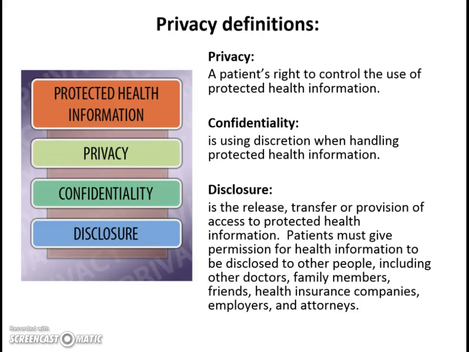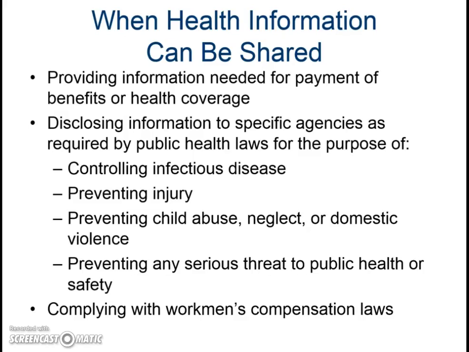There are a few definitions I'd like to go over with you. The first one is, what is privacy? Privacy is defined as a patient's right to control the use of protected health information. Confidentiality is using discretion when handling protected health information. So patients have the right to privacy of their health information, and the health care employees have the responsibility to keep the patient's health information confidential. Disclosure is being able to release, transfer, or provide access to your medical records, as we've talked about before.